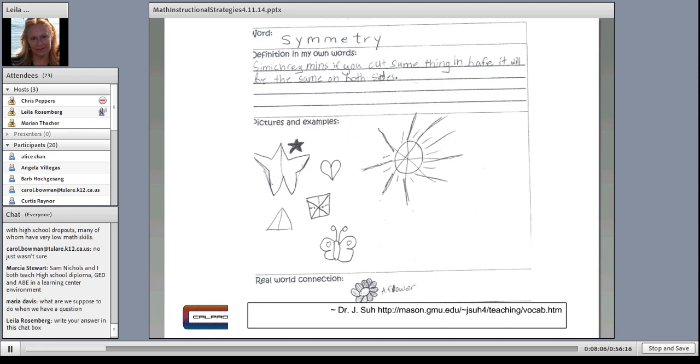So this is a wonderful way of teaching symmetry, instead of just saying, well, symmetry means blah, blah, blah, giving the definition, but really conceptualizing so that this word will stay in the student's mind. If you want, you can download this template from Dr. Su's website, which is listed on your slide.